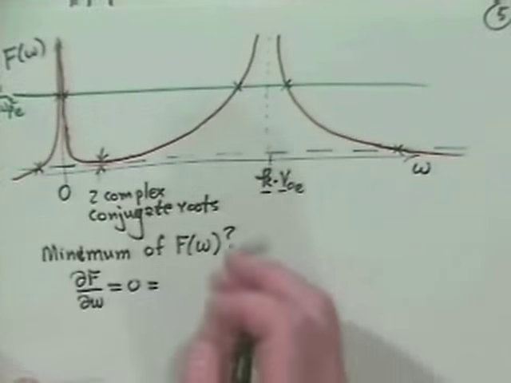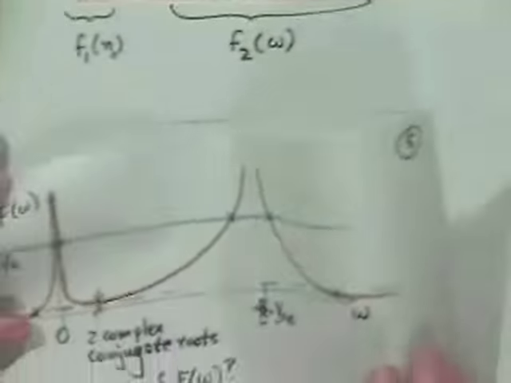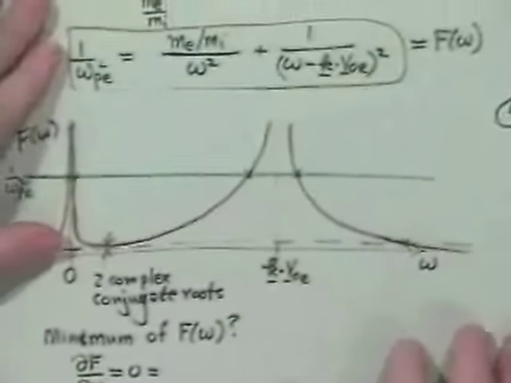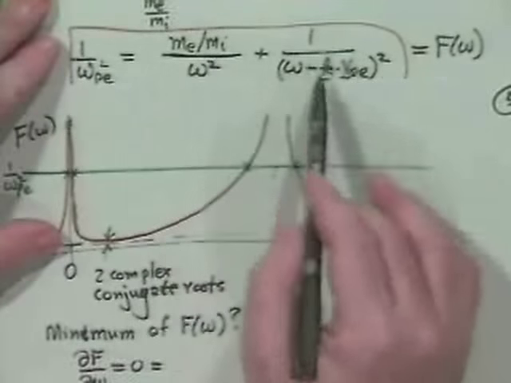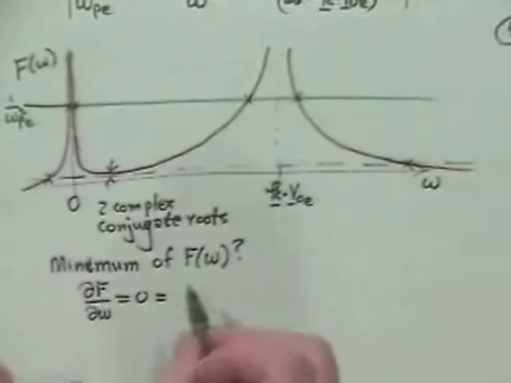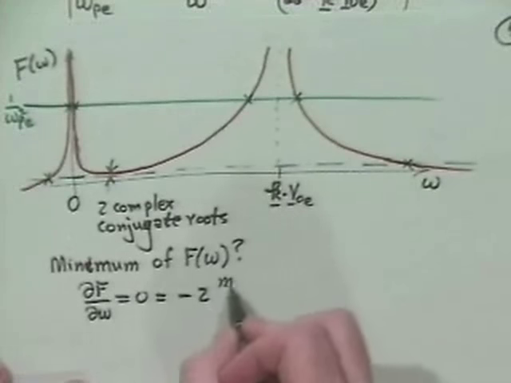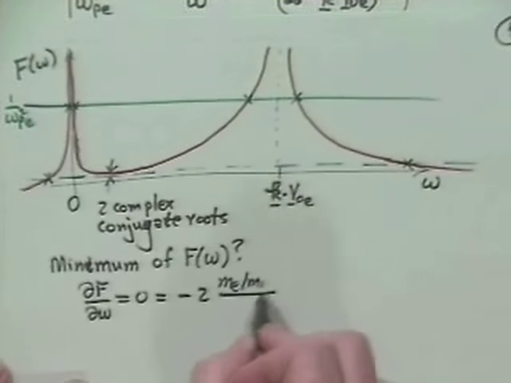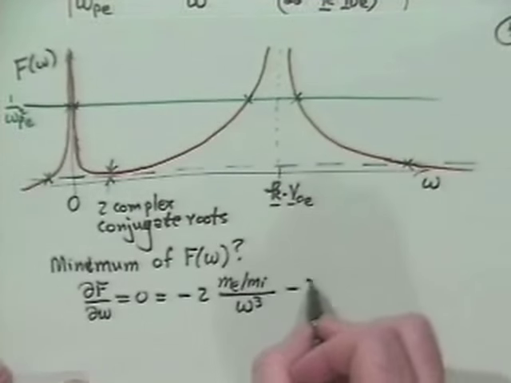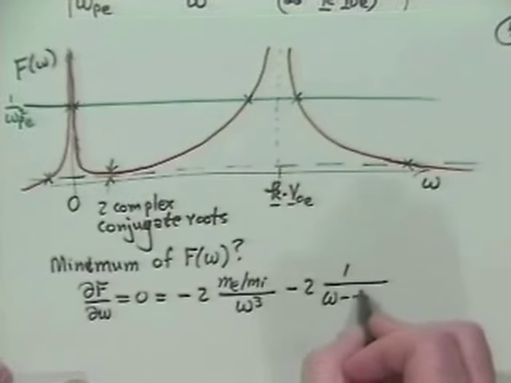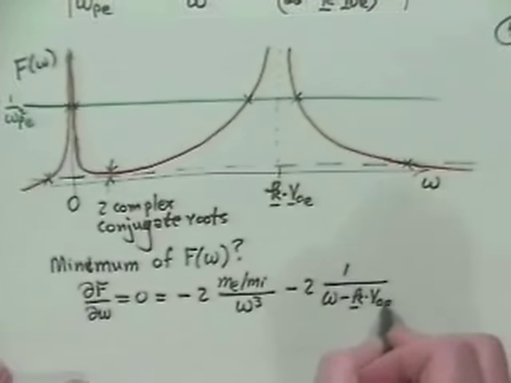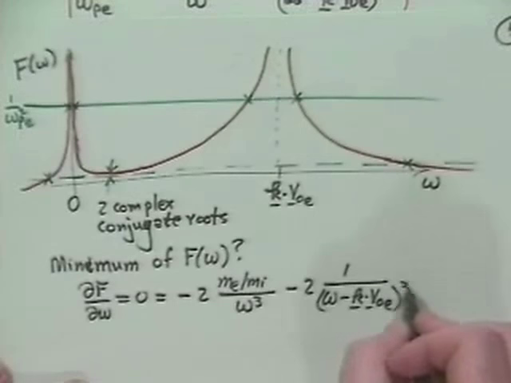And just going back to what that function was, not sure I can get all this on the same slide here. Well, I got this mass ratio and then that term, so let's just do it. So we get minus 2 electron to ion mass ratio omega over omega cubed, and then minus 2, 1 divided by omega minus k dot v naught e quantity cubed.